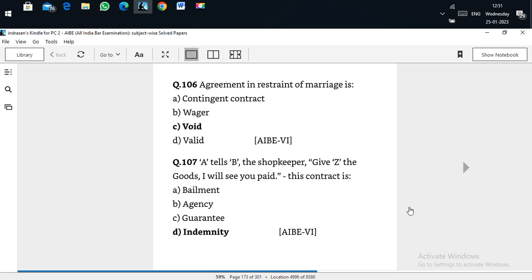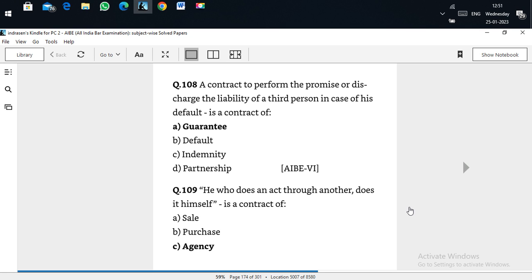An agreement in restraint of marriage is void. A tells B, the shopkeeper, give Z the goods, I will see you paid. This is nothing but indemnity.